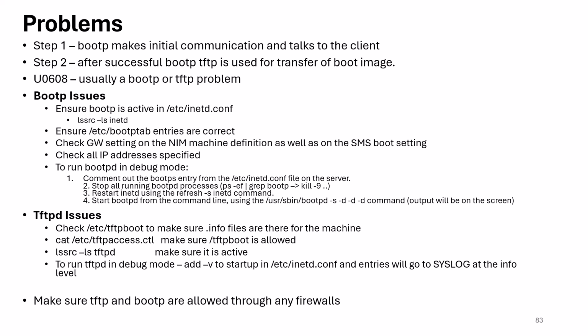Now, if it's a TFTP issue, you want to have a look in /etc/tftpboot. Make sure that it's not at 100%, and then make sure that there are .info files there for the machine. Also make sure that /etc/tftpaccess.ctl actually allows TFTP boot, and make sure that the TFTP daemon is running. And again, you can actually run tftpd in debug mode as well. You can change it in /etc/inetd.conf, adding a -v, and then you'll need to check whatever syslog is set to at the info level in your /etc/syslog.conf.